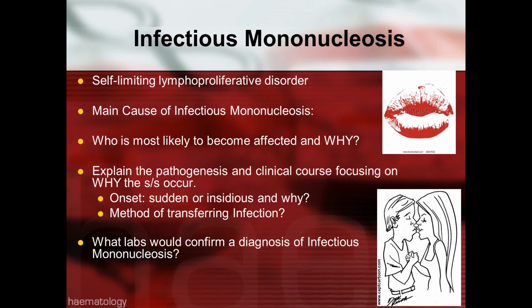So keywords that you want to remember with this one are self-limiting, Epstein-Barr virus, kissing, insidious. They have lymph node enlargement, fever, malaise, and upper quadrant pain.